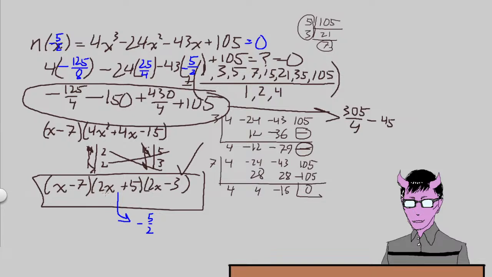Maybe... It's hard to evaluate where things have gone wrong. I do believe these are the zeros. Why do I think that? I don't think I messed up this part, and I don't think I messed up this part. So I think it's the plug and chug that got messed up.